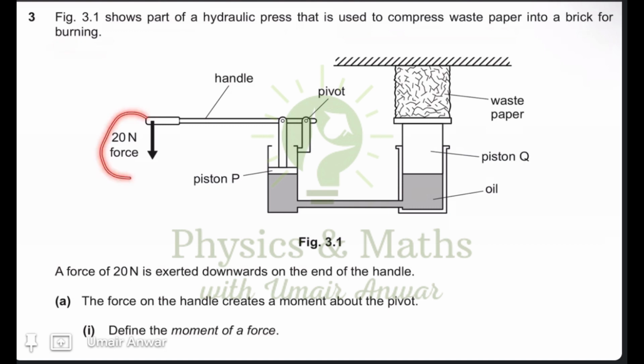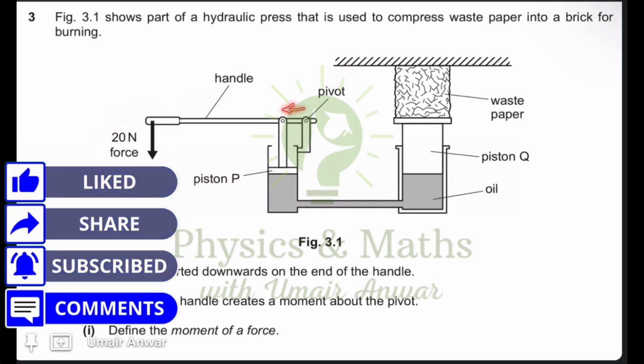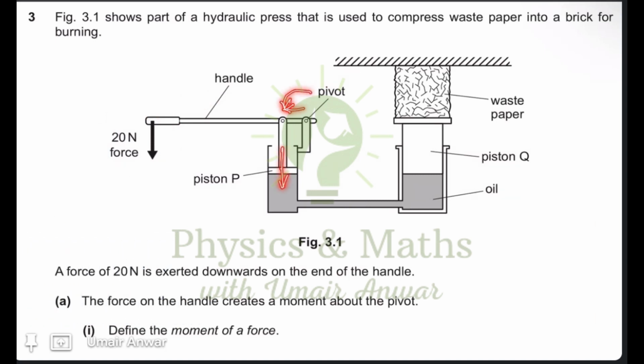We are going to apply a force on this handle. It is connected with a pivot, and a little before the pivot, a piston P is connected, which is going to receive this moment, and it is going to push this.